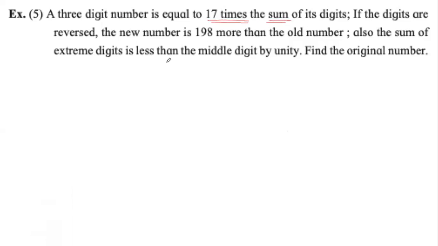If the digits are reversed, the new number is 198 more than the old number. Also, the sum of extreme digits is less than the middle digit by unity. Find the original number. I'm checking the chat box to see if you were able to tell me which is the smallest 3-digit number and which is the biggest 3-digit number.